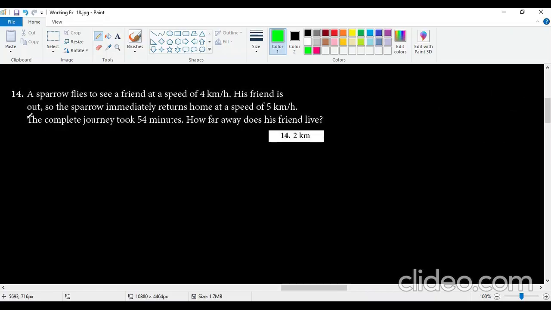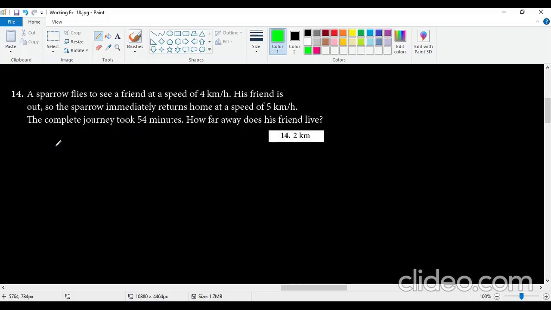So at the speed of 4 kilometers per hour, his friend is out. So the sparrow immediately returns home at the speed of 5 kilometers per hour. The complete journey took 54 minutes. So how far away does his friend live? So an equation can be made.